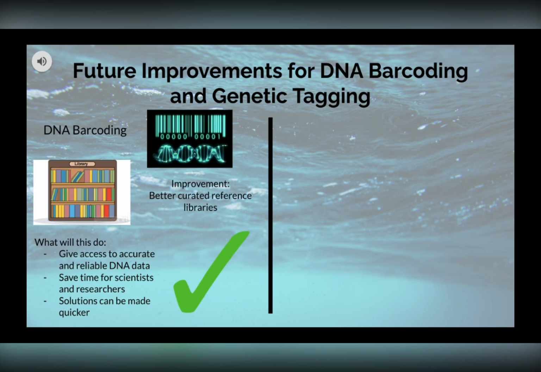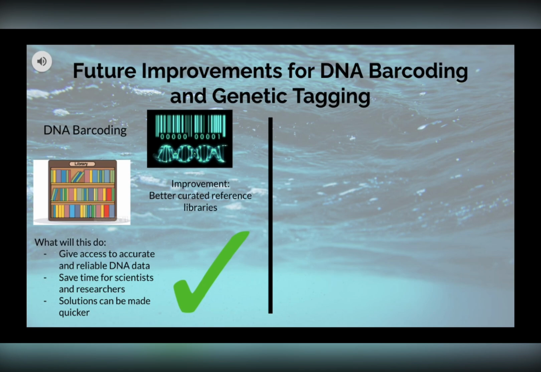These libraries can give scientists and researchers access to accurate and reliable DNA barcoding data that they can use for their own investigations. Having access to data like this will save time when carrying out research to understand the way species in ecosystems interact, which means solutions to protecting and restoring marine ecosystems can be made quicker.